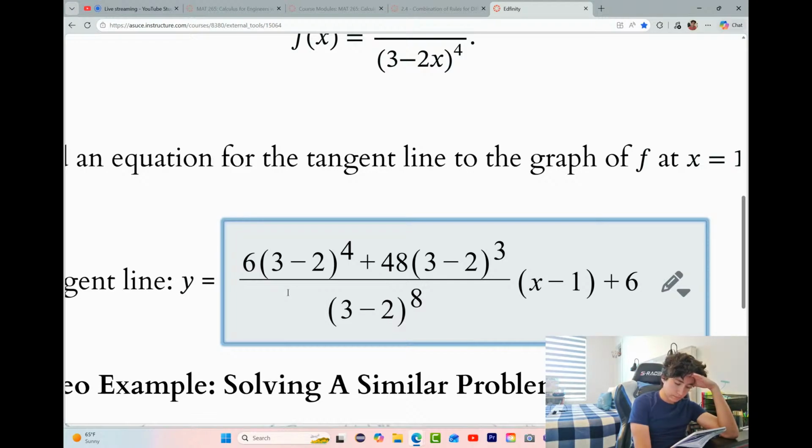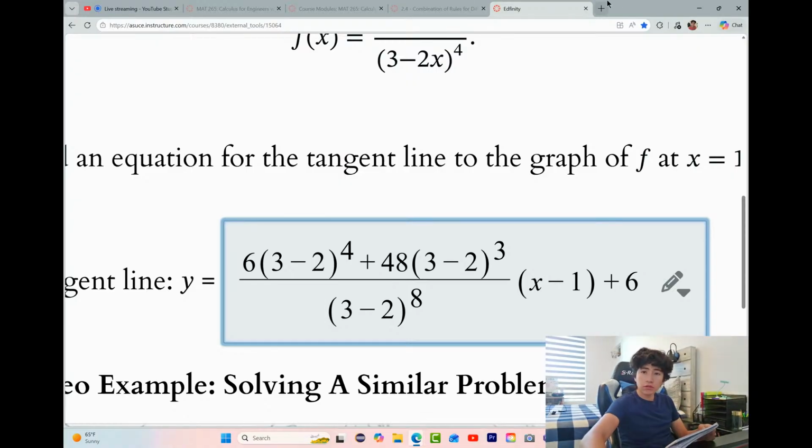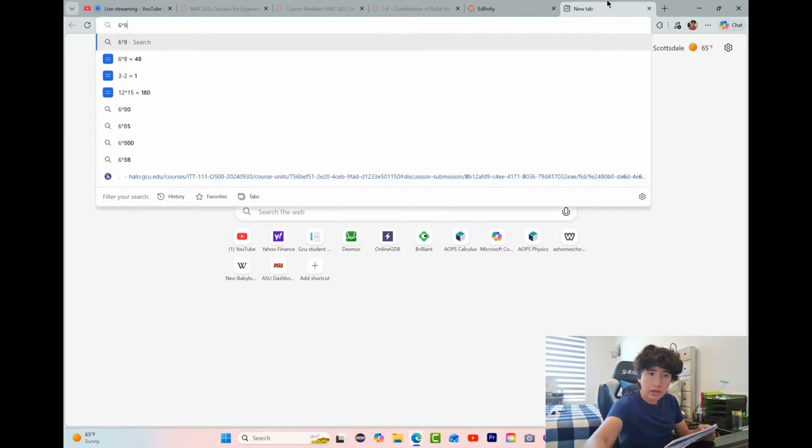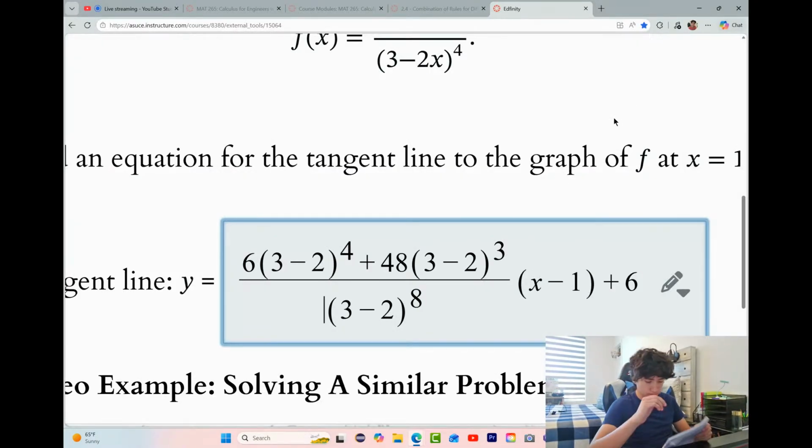I mean, that looks good. 6x, negative 6x, and then negative 8 is plus 48. 6 times 8. That's 48, right? 6 times 8, 48. 3 minus 2x to the power of 3.